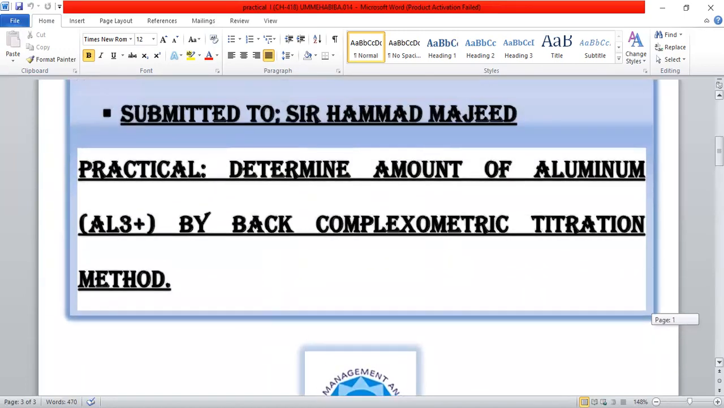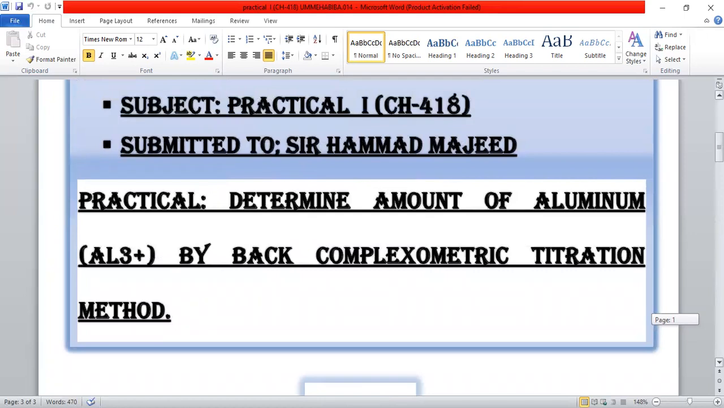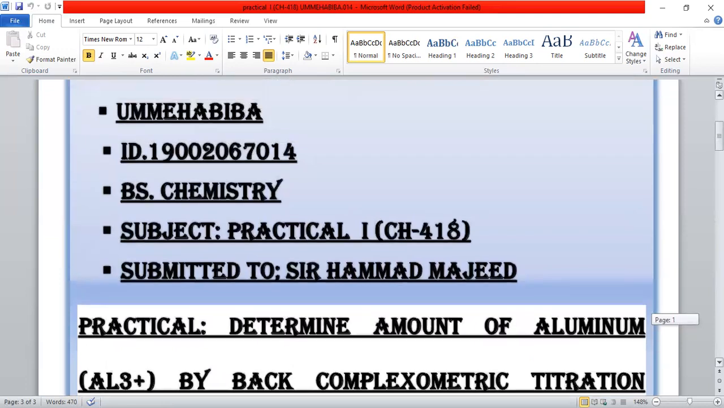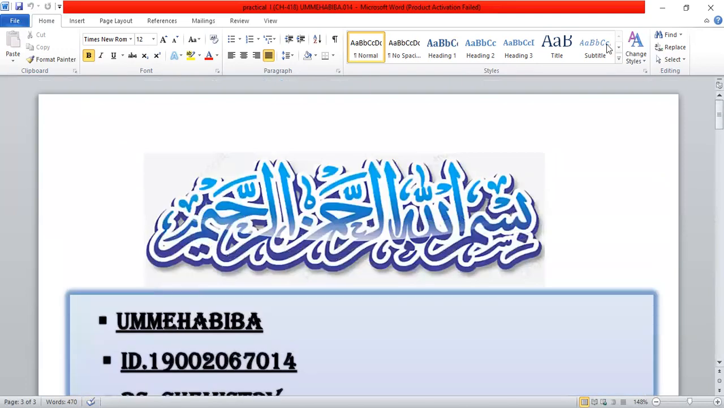So this is the practical for the determination of the amount of aluminium ions, which we determined by back complexometric titration. So it was all from my side. Thank you.